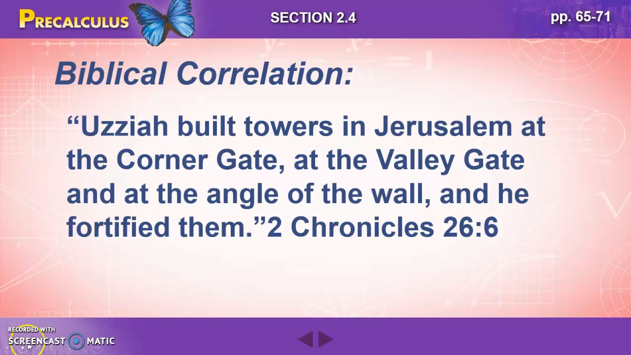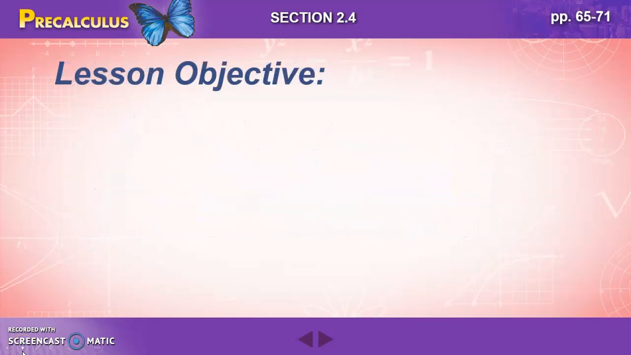Our biblical correlation comes from 2 Chronicles 26:6, which says that Uzziah built towers in Jerusalem at the corner gate, at the valley gate, and at the angle of the wall, and he fortified them. We know that mathematics is useful beyond just the four walls of this classroom, that God has created math and precision and measurement for us to be able to go out and make a difference in the world. And we see that here in 2 Chronicles.